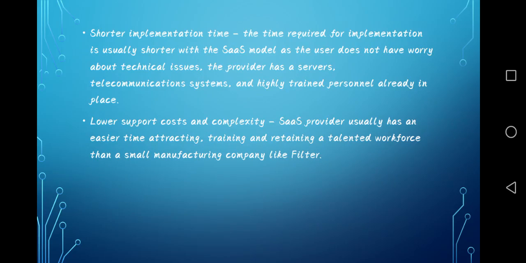Shorter implementation time. The time required for implementation is usually shorter with the SaaS model as the user does not have to worry about technical issues. The provider has servers, telecommunication systems, and highly trained personnel already in place. The SaaS provider handles all the maintenance, including execution of backups, training, and customizing of these, lowering support costs and complexity. A SaaS provider usually has an easier time attracting, training, and retaining a talented workforce than a small manufacturing company like Filter.